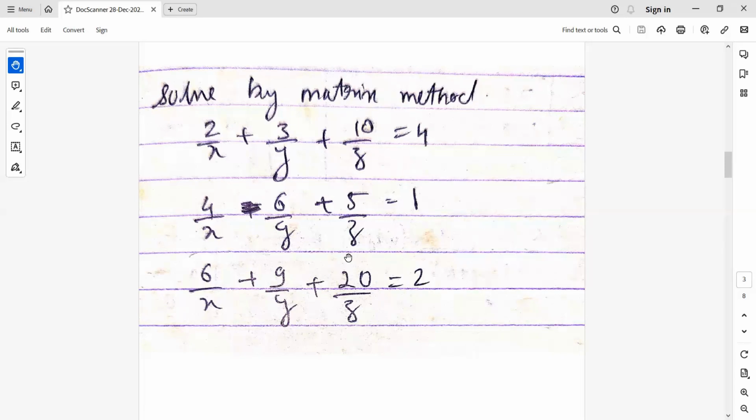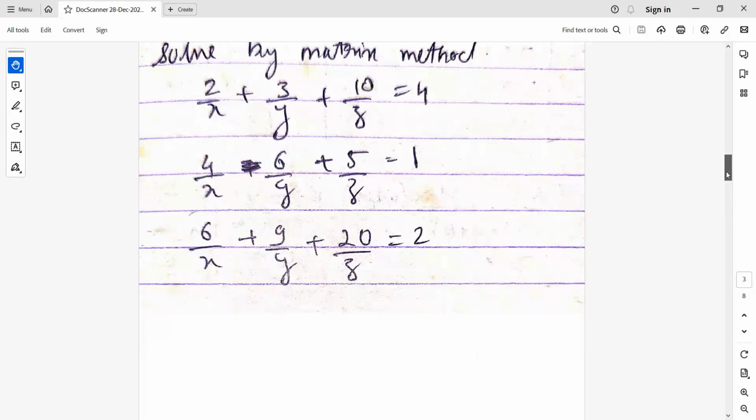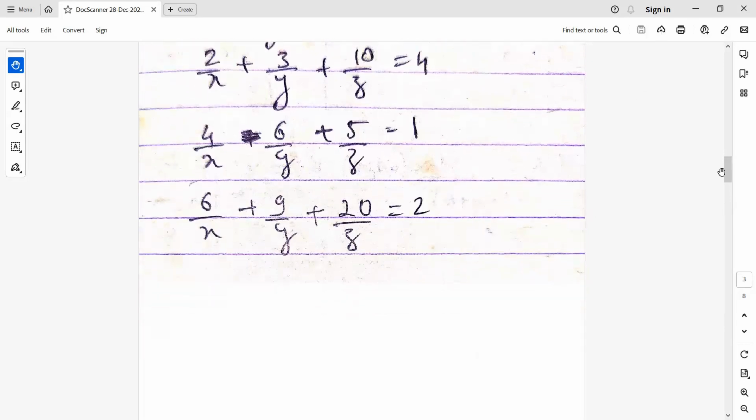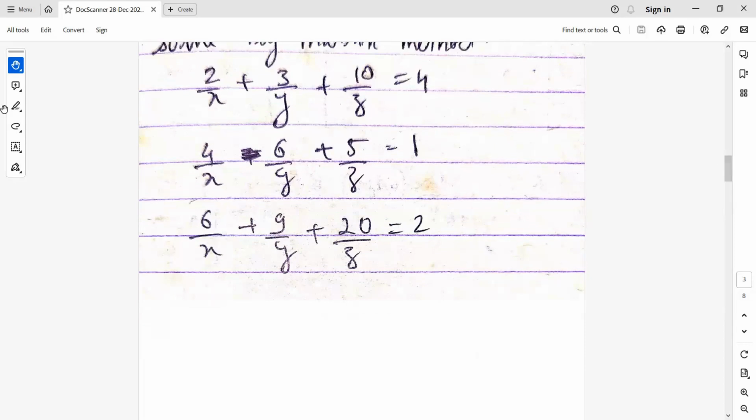So when the variables are present in the denominator, what we need to do? Here one extra step we need to do. The rest of the procedure is the same. I'm giving you this example for homework, but I will show how to simplify the first step. The first step is very important here, so that we will be discussing. So solve using matrix method. Three equations are given to us. A very important example. Using matrix method we need to simplify it.